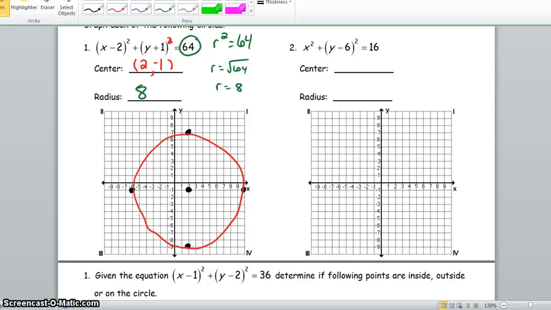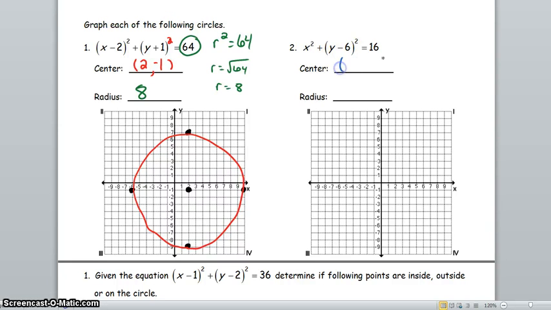Quickly going through number 2, the center of my circle. Remember, if there's nothing we are adding or subtracting to your x term or to your y term, then your coordinate for that term is 0. We are subtracting 6, so the coordinate for the y value of your center will be a positive 6. Your radius is going to be the square root of what we're equal to, so our radius is 4. I'll graph the center at 0, 6.